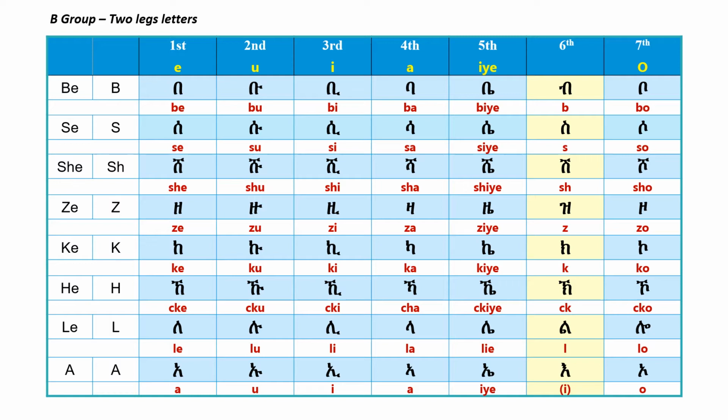In the previous 3 videos, we learned the letters B, C, Sh, Z, K, H, L, A. B, B, B, Ba, B, B, Bo. C, Su, Si, Sa, Sie, S, So.